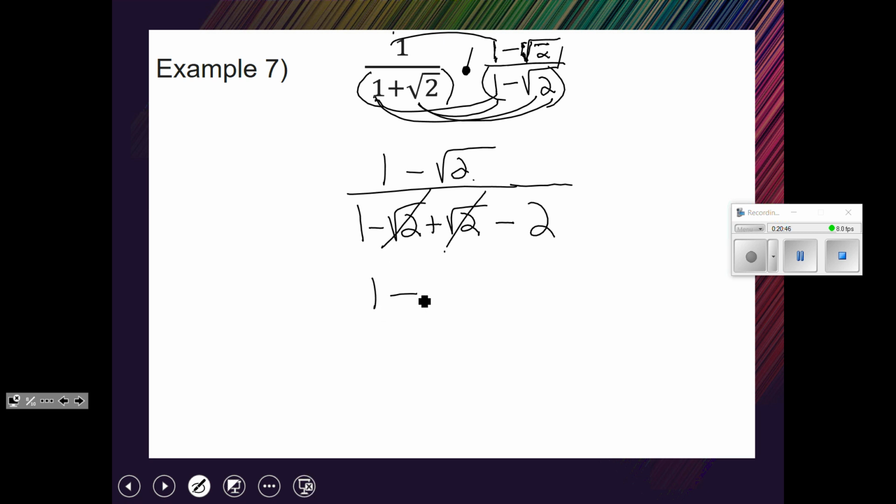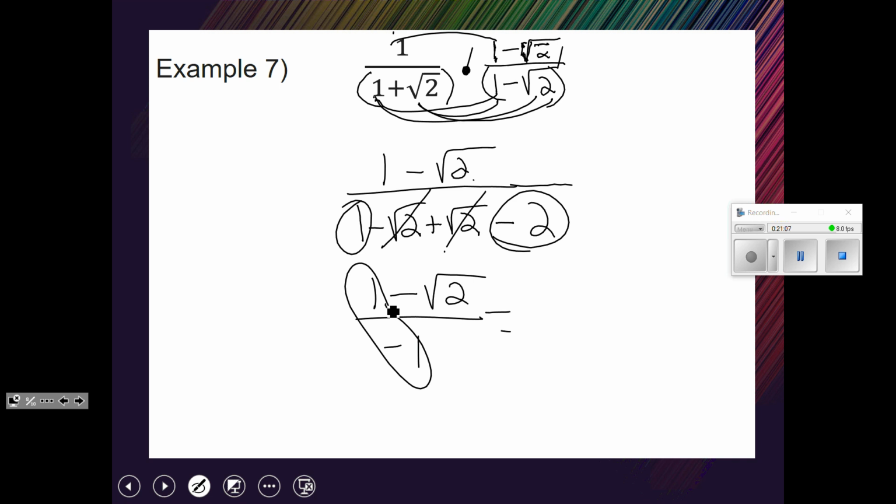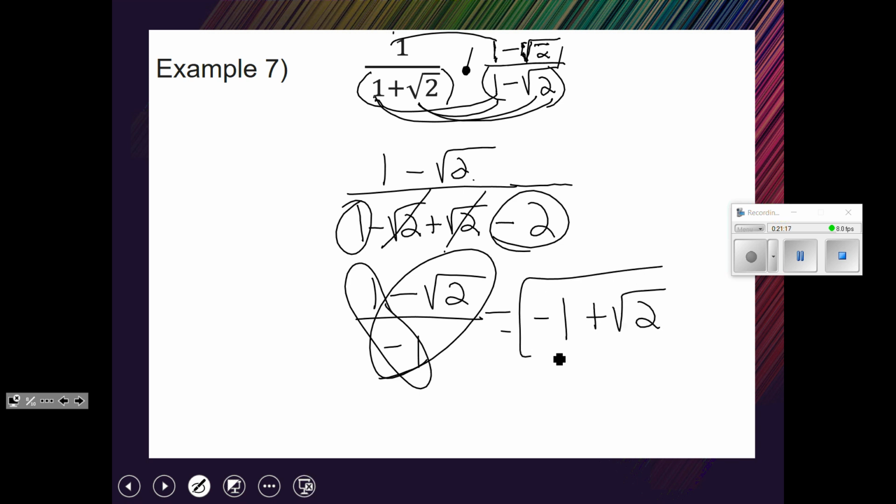So in the numerator, I've got 1 minus square root of 2. In the denominator, I've got 1 minus 2, which is negative 1. Okay, and I'll accept it if you leave it like this, but I will also tell you, normally we don't need the negative. Let's go ahead and simplify it. 1 divided by negative 1 is going to be negative 1. And then negative square root of 2 divided by negative 1, negative divided by negative is a positive square root of 2. So this is probably a better way to write it. Go ahead and simplify, divide both by negative 1, and get rid of that denominator.